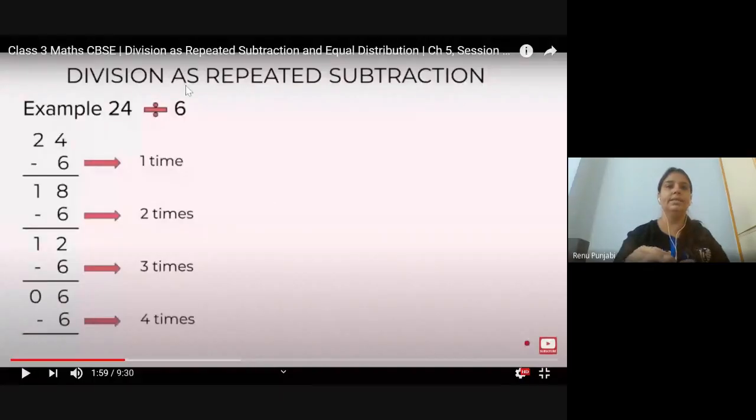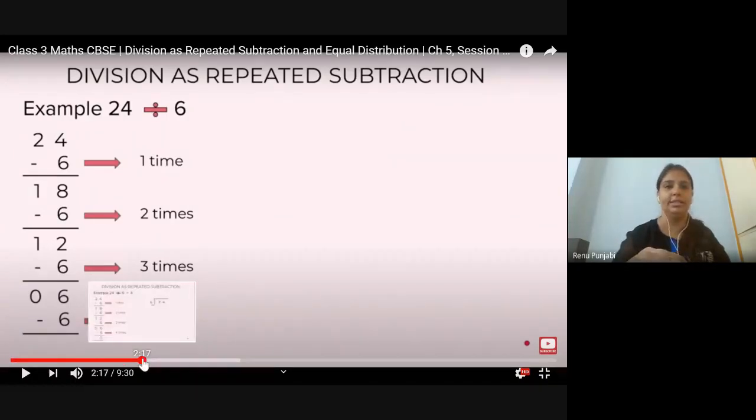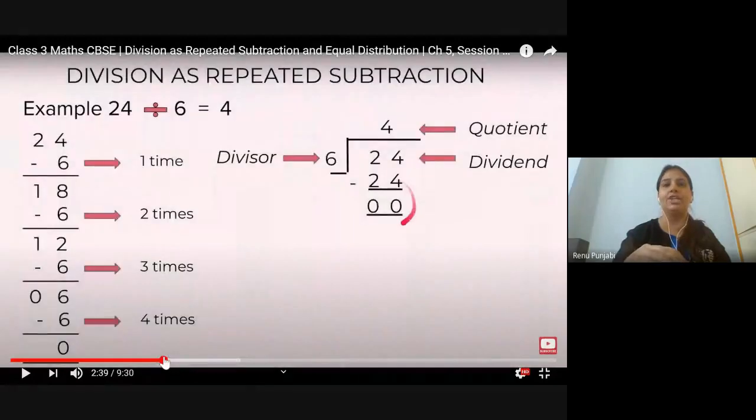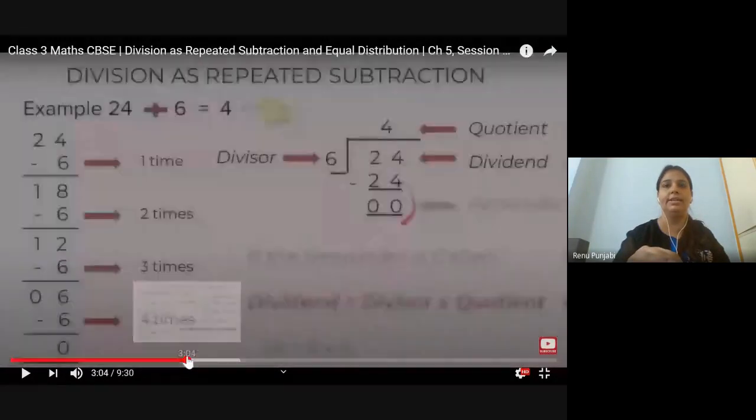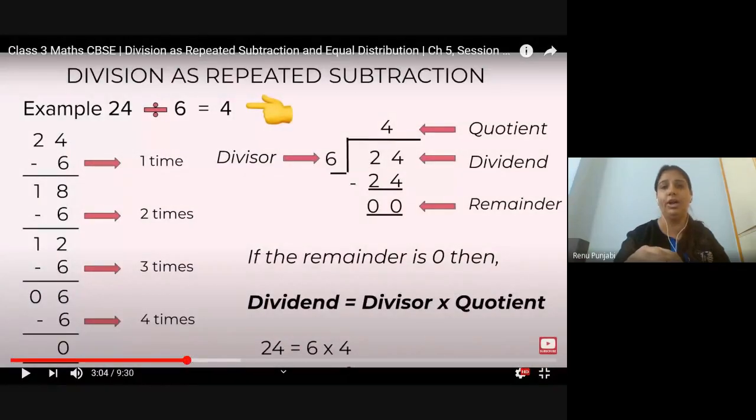See, children, you can see here. This is the way we do division by repeated subtraction. Keep on subtracting the divisor from the dividend till you reach 0, or you can have some remainder also. You will get the quotient, dividend, divisor, and remainder. You can check your answer by this formula, which Samriddhi was asking about.